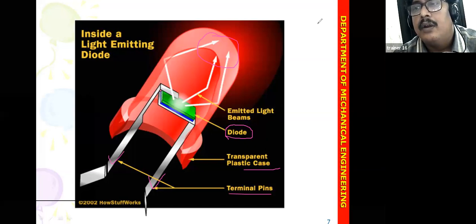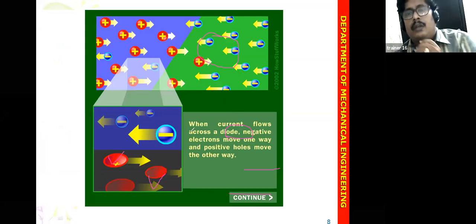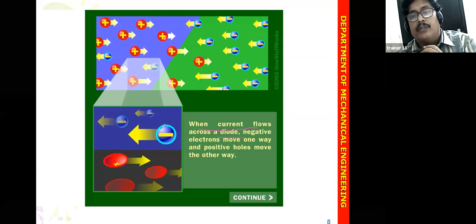Now see the next one. In an LED, when current flows across the diode, negative electrons move one way and positive holes move the other way. Here the negative moves in one direction, shown in blue, and the positive, shown in red, moves in the opposite direction.